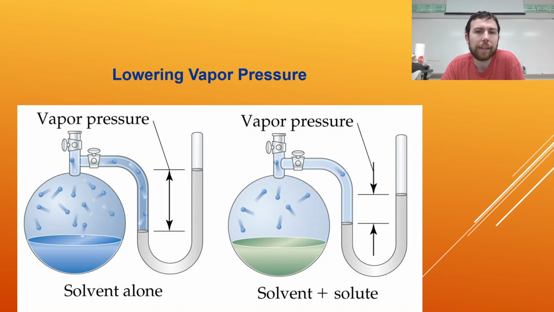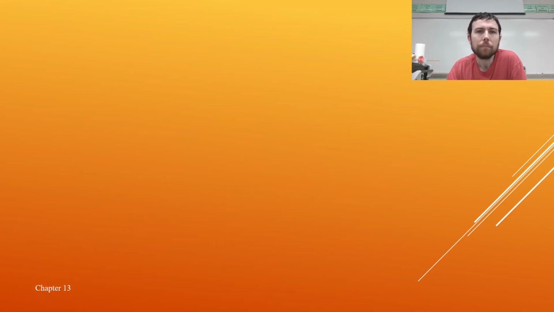When you have something like a solution, right? So what we have in the right container, notice that fewer particles have been able to escape. And so as a result, the pressure is less because fewer of the particles have been able to escape into the gas phase. So here, this is showing us this situation where adding a solute to a solvent, forming a solution, changes the vapor pressure of that solution in comparison to the solvent.